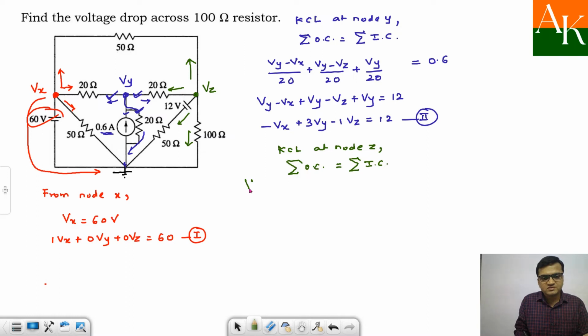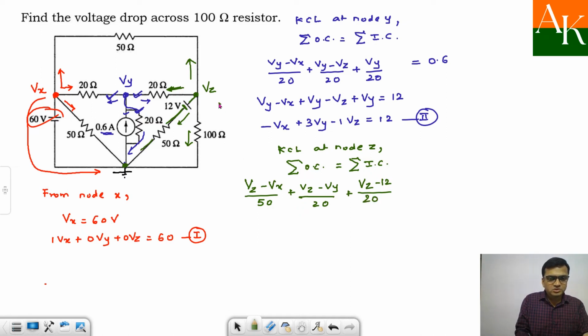So this current can be written as Vz minus Vx divided by 50. This leftward current can be written as Vz minus Vy by 20. The downward current is written as Vz minus 12, and then you reach the reference node, so minus 0. And the resistance in this path is 20 ohm, so that will go in the denominator. And current through this 100 ohm, this resistance they have mentioned as 50 ohm. 20 ohm is for this resistance, so this is 50 ohm. So I will make a correction over here. This is 50 ohm. And current through this resistance is Vz by 100, and this is equal to 0. So the LCM over here is 100.